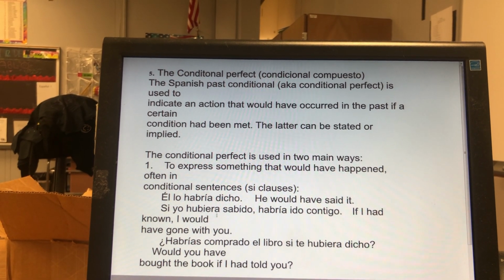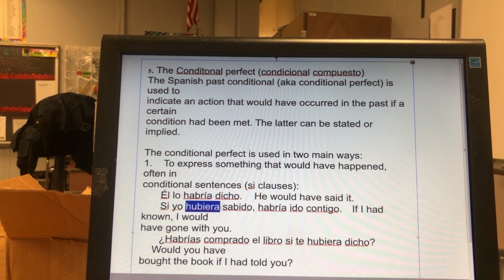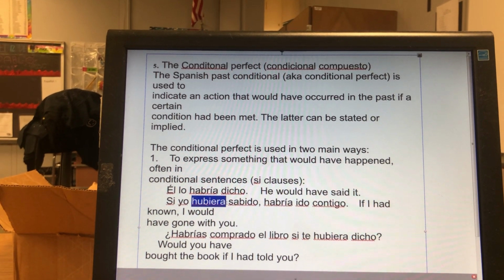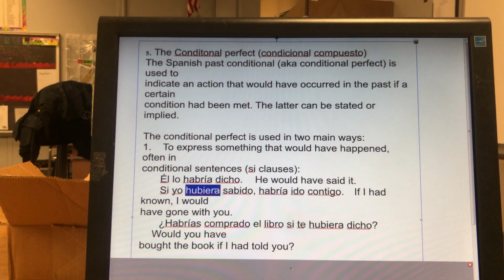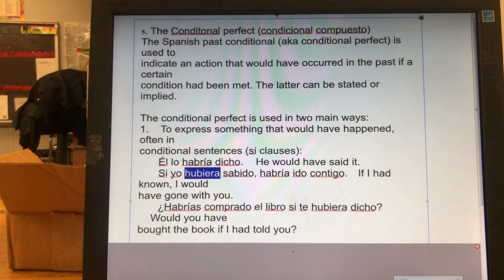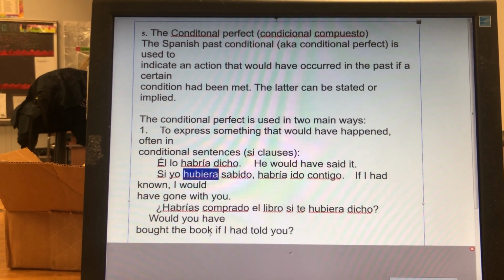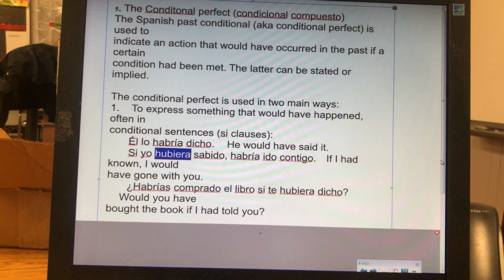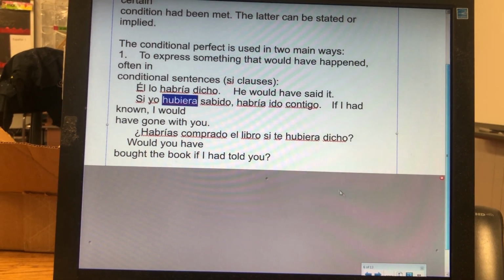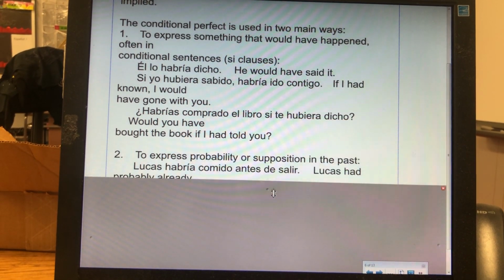Hubiera is actually the past perfect of the subjunctive, so you don't know that yet. Okay. Habrías comprado el libro si te hubiera dicho. Would you have bought the book if I had told you to? Here's how to form it.